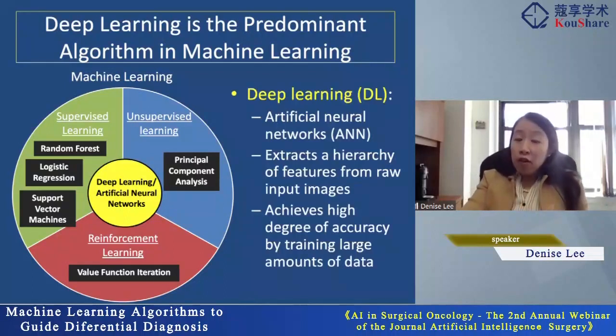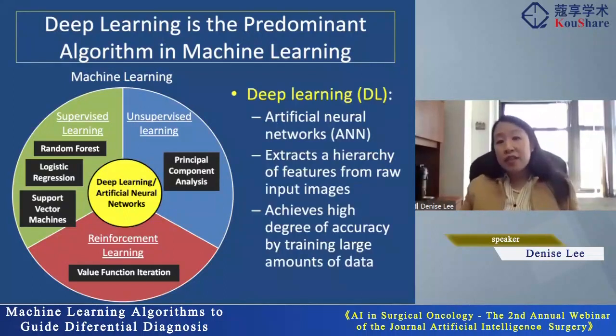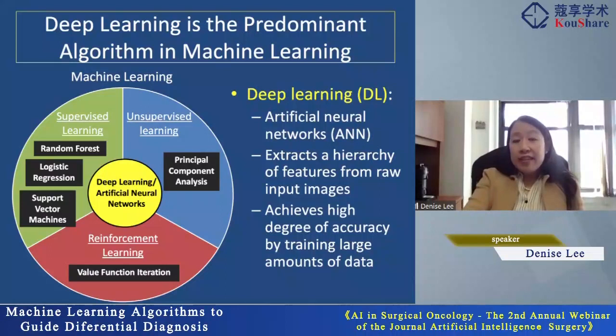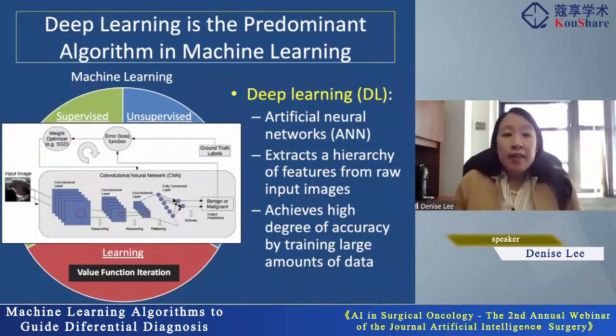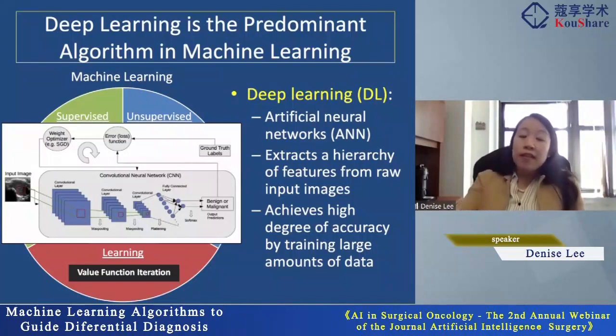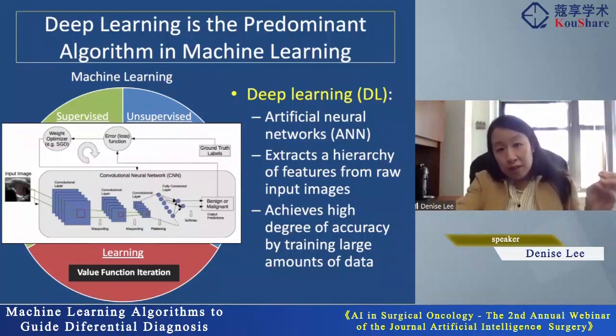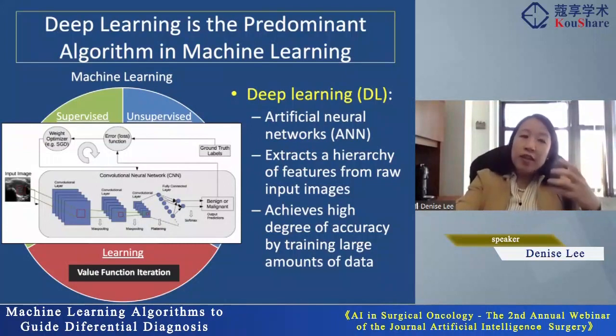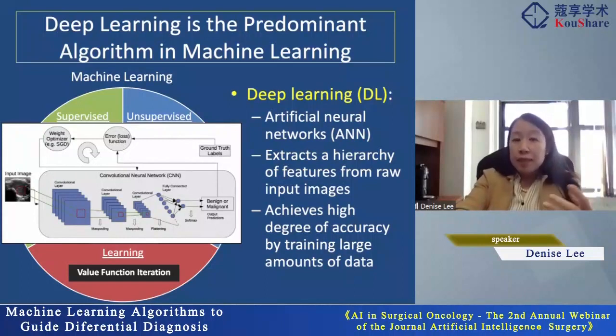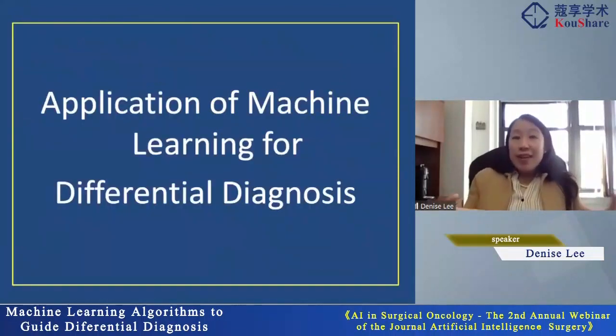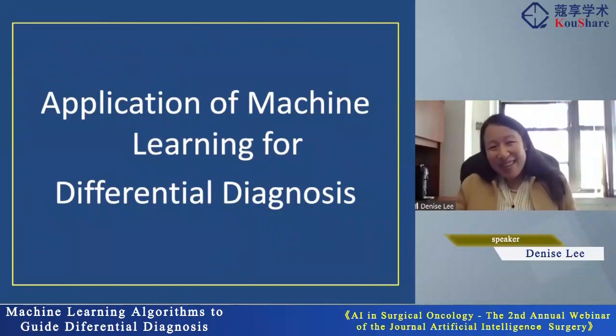And so it engages artificial neural networks, which extract hierarchies of features from all of the input data and images that are processed. And so it can achieve very high degrees of accuracy by training on large amounts of data. So, for example, if you're thinking about thyroid ultrasound images and you have hundreds or thousands of thyroid nodule images, you input them into some sort of artificial neural network, a convolutional neural network, and within each layer, it extracts different and more advanced features so that it can ultimately come out with a prediction of benign versus malignant, for example.